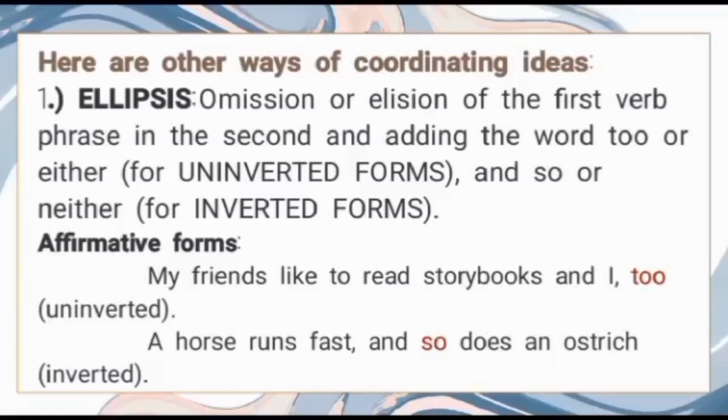And for uninverted, we will use too or either. And for inverted, we will use so or neither. So we have here examples. We have here affirmative forms. When we say affirmative forms, they are positive forms. We have here a first example: my friends like to read storybooks and I too, for uninverted. Next, a horse runs fast and so does an ostrich.